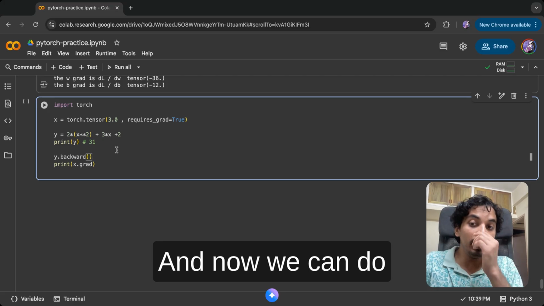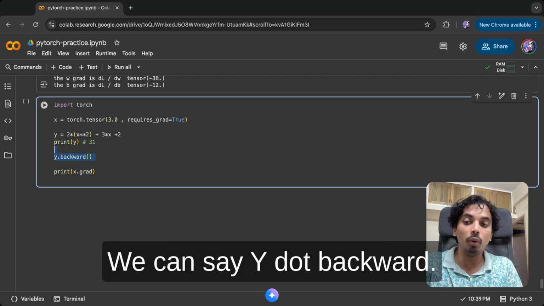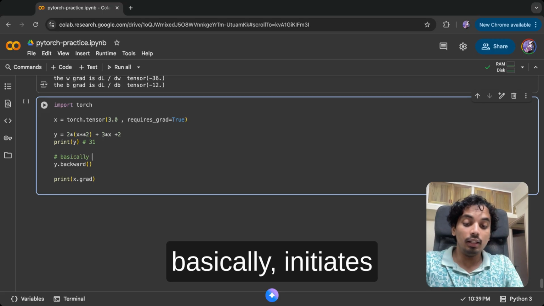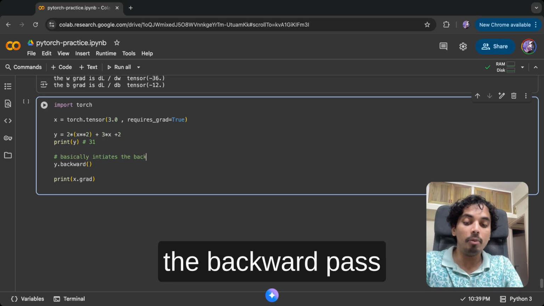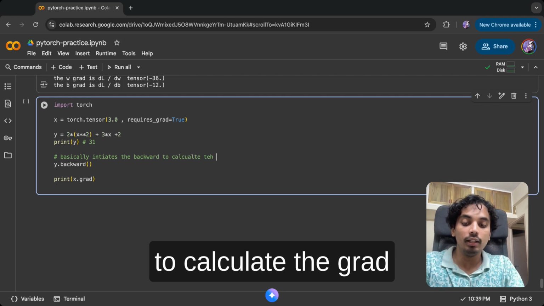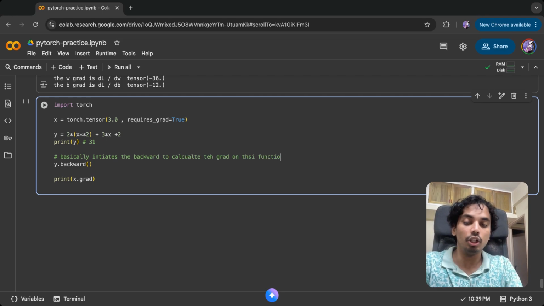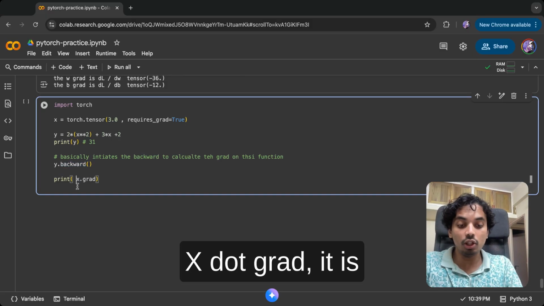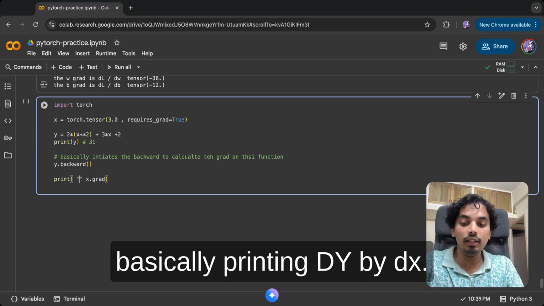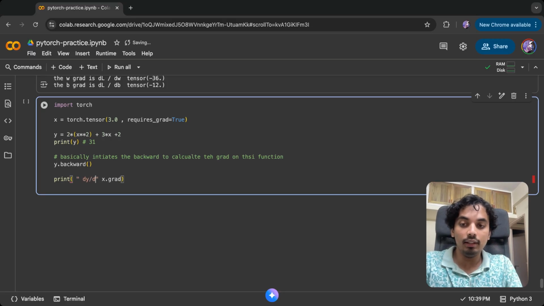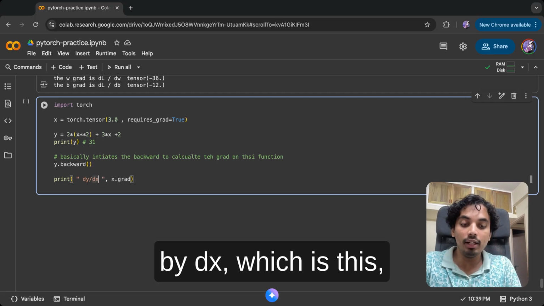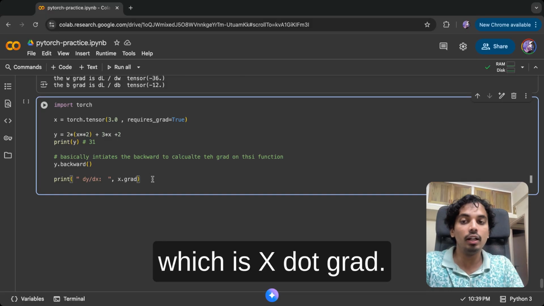And now we can do something very powerful. We can say y dot backward. This y dot backward basically initiates the backward pass to calculate the grad on this function. Okay, so this is what y dot backward does. So when we do print x dot grad, it is basically printing dy by dx. So in this case, all we are doing is printing the value of dy by dx, which is x dot grad. So let's have a look.